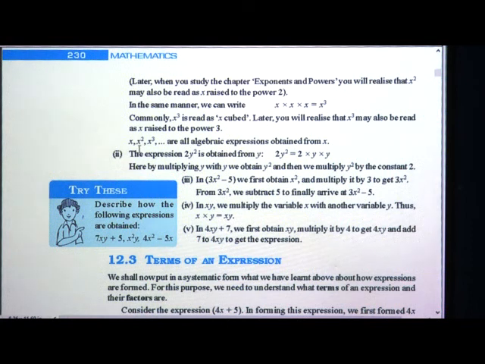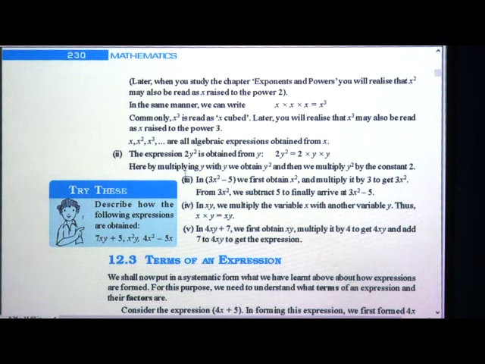So, x, x square, x cube are also algebraic expressions obtained from x. The expression 2y square is obtained from y, that is 2y square is equal to 2 multiplied by y multiplied by y. Now, you know what is multiplication of this, because 2 is multiplied by y how many times? 2 times. So, we are multiplying y multiplied by y.